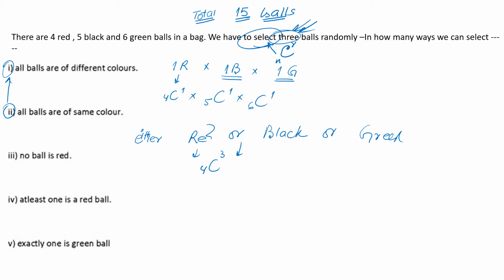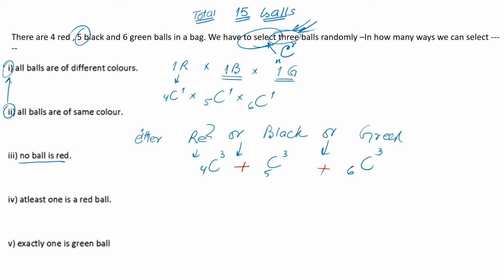Or means you have to add it. Then all black balls, it means 3 balls out of 5 balls. Again, or means you have to plus them. Green balls, so the total number of green balls is 6, so it means 6C3. So understood the first situation and the second situation? When you have to select from each of them, you will multiply, and if you have to select either that or that, then you will add them.